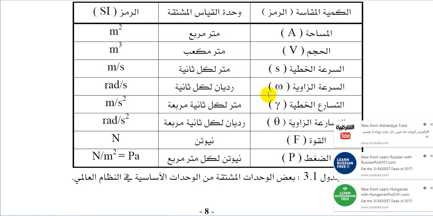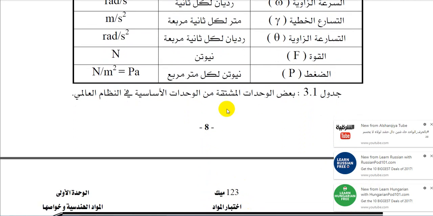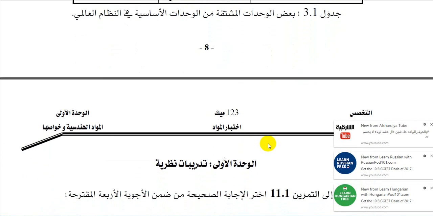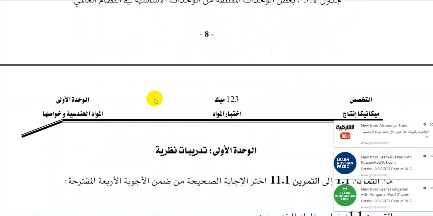The angular velocity omega, radian per second. The linear acceleration, meter per square second. The angular acceleration, radian per square second. The force, Newton, and the pressure is measured by Newton per square meter. Table 1-3 illustrates the derived units from the SI basic units.